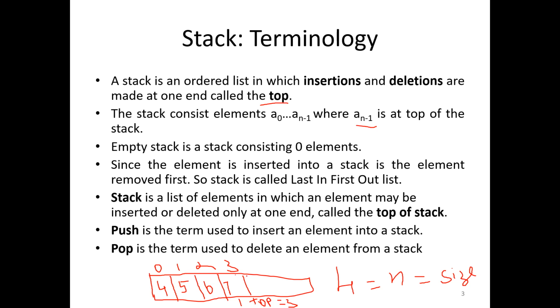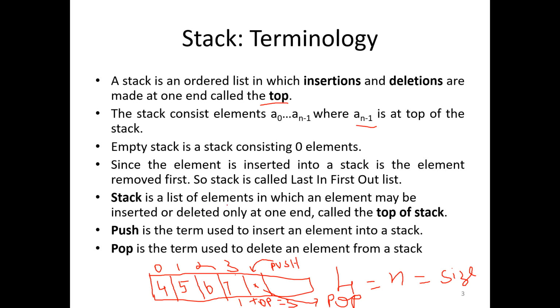And the new element can be placed after top. The top's current value is 3, so at the fourth place the new element can be inserted. So the push operation takes place at the last end, the top end. That operation of adding one element to the stack is called push. Removing an element from the stack is called pop. These are the two major operations that we can perform. Push is the term used to insert an element into the stack. Pop is the term to indicate the deletion operation.